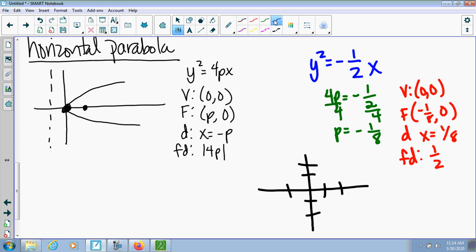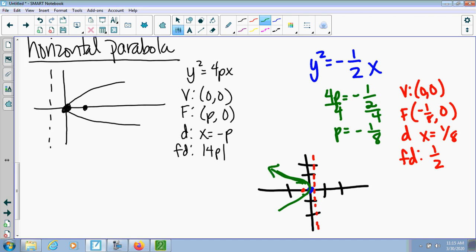Okay, alright, so our vertex is at (0, 0). Our focus is at negative 1/8. It's going to be tiny right there. Directrix is x equals 1/8 right there. So you can tell the directrix is always on the opposite side of your parabola. And my focal diameter is 1/2, which means it's going to reach 1/2 all the way across. So that would be like a 1/4 and a 1/4. The 1/4 plus a 1/4 makes a 1/2. And then, oops, I missed that point. Let's just go back and fix that better.